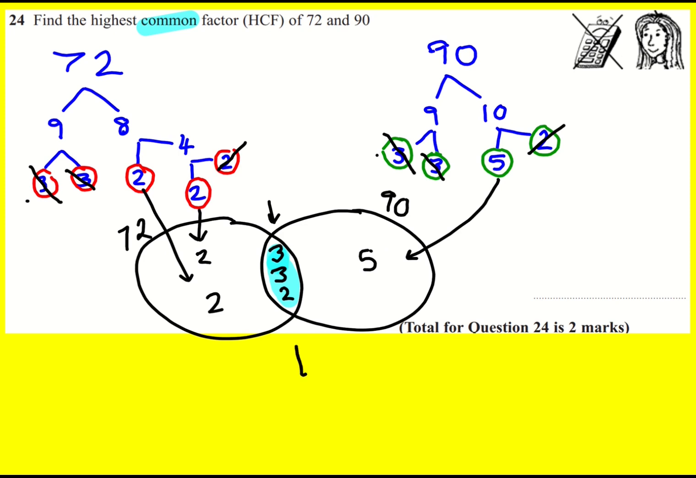And it's this overlap which, if you multiply them, gives you your highest common factor. So if you multiply them, this is where some students go wrong because they might add them, but don't add them, you multiply them. And again, we're going to get our value 18.